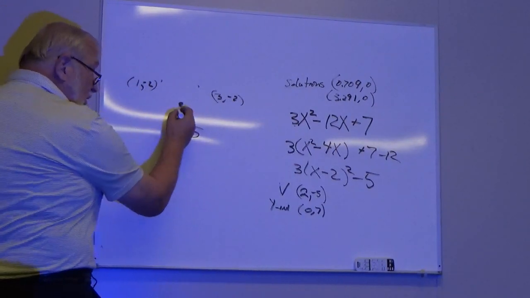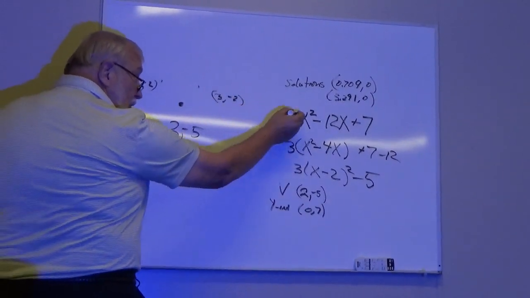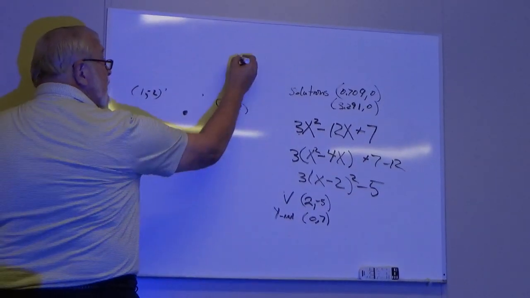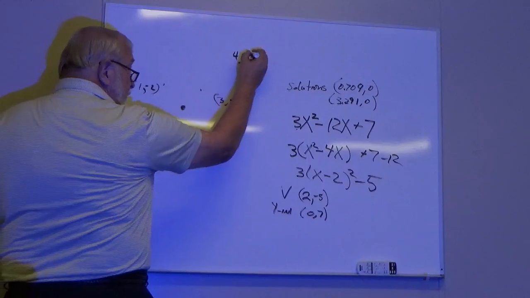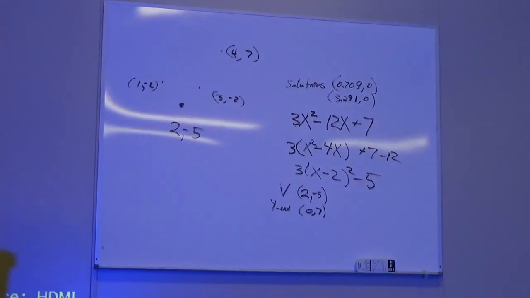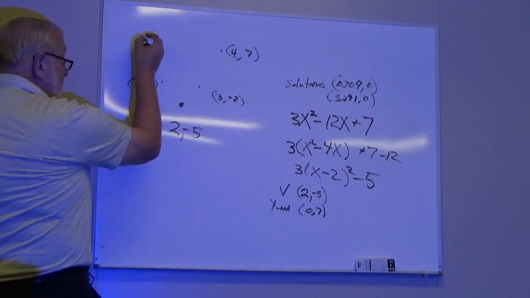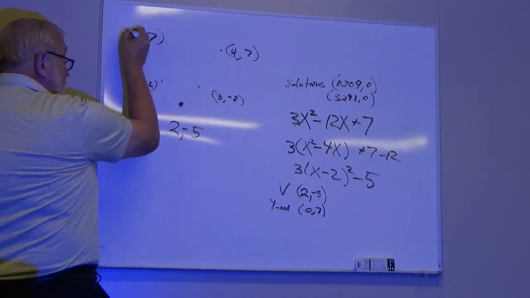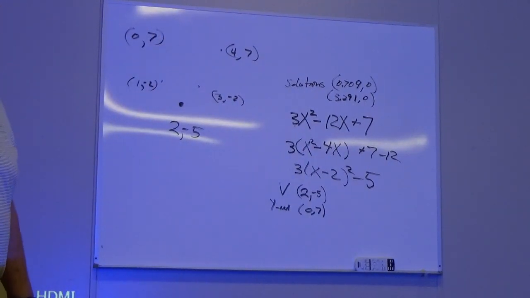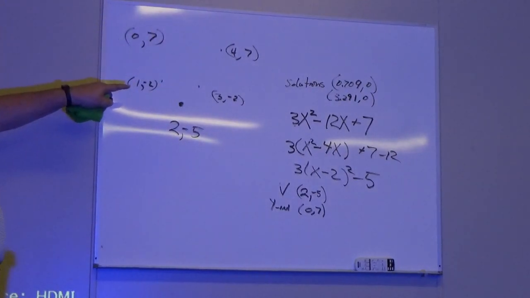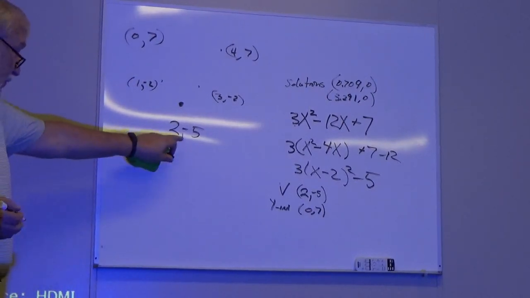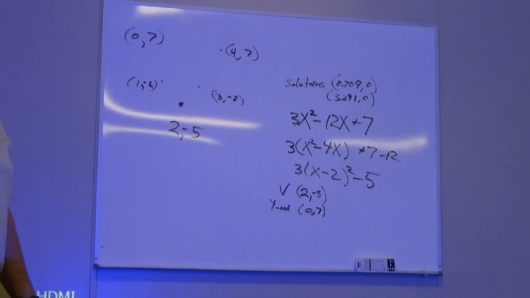From this point, if I go over 2, I go up 4 times 3, I go up 12. So over 2 from this is 4, up 12 is 7. That's a point on the graph. If I come back 2, I'm at 0. If I go up 12, I'm at 7, and boy, doesn't that look familiar. What is 0, 7? That was the y-intercept that we found in a different way. And it turns out in this case that the y-intercept was exactly 2 units over from the vertex. That doesn't always happen, but it did this time.